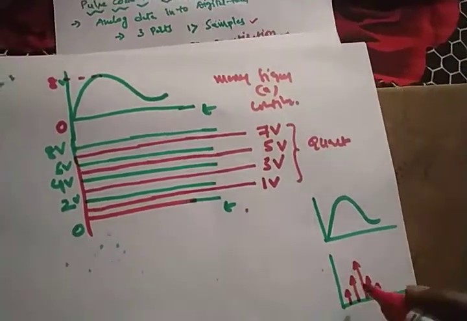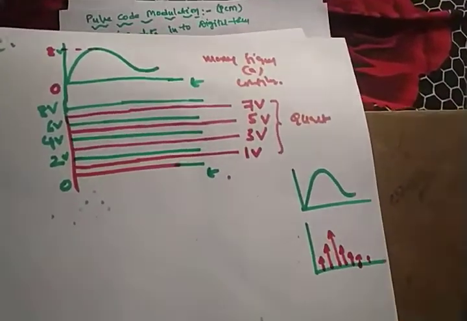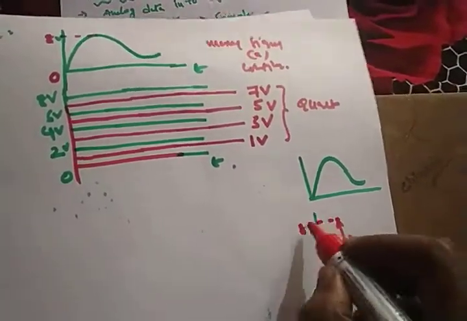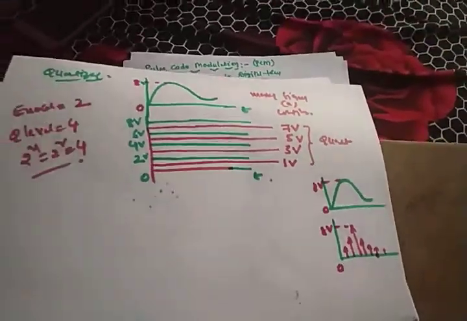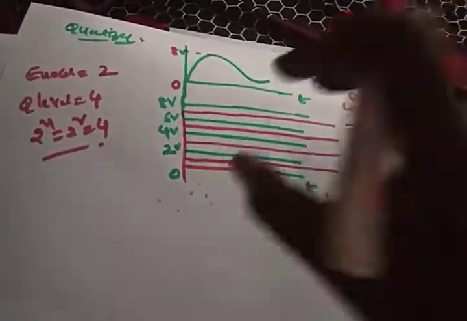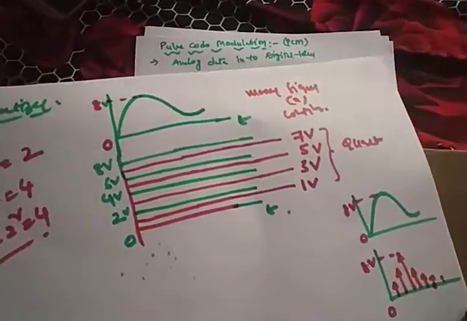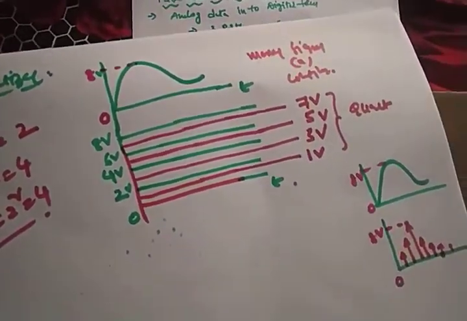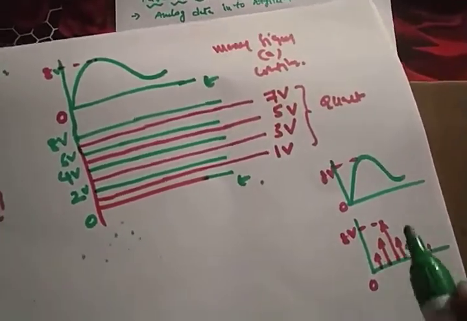So whatever it may be, right? So these are the samples. Minimum value is 0, maximum value is 8 volts. You have the samples and the quantization levels. Now you are going to assume that. But suppose, what is the purpose of quantization? The quantization will give a fixed magnitude to your samples. So what are your samples?